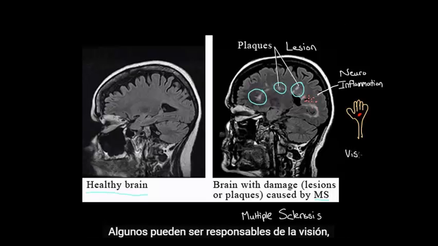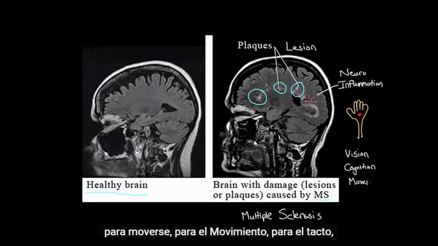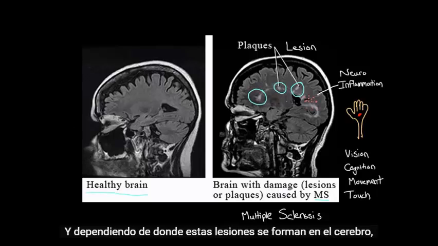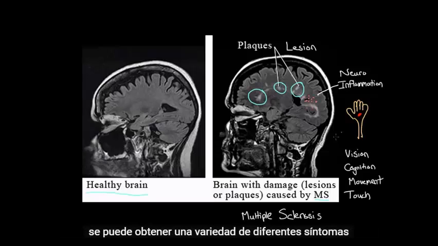Some may be responsible for vision, others may be responsible for cognition, for movement, for touch, and so on and so forth. And depending on where these lesions form in the brain, you can get a variety of different symptoms that can affect all of these functions.